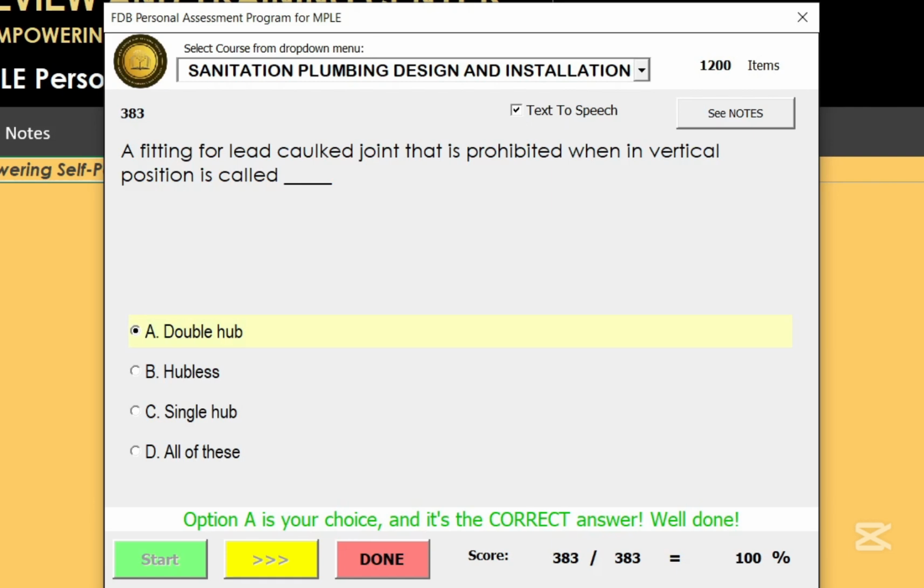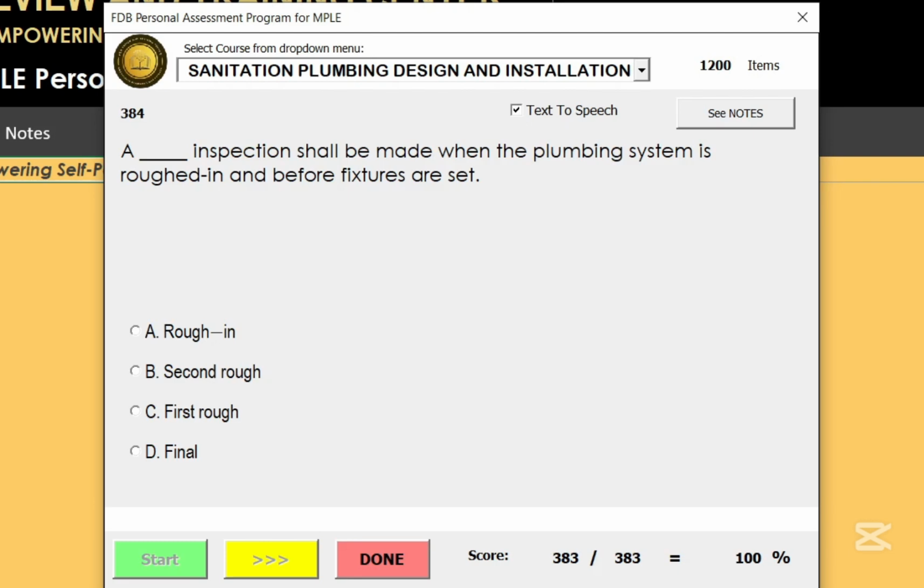Option A is your choice, and it's the correct answer. Well done. A blank inspection shall be made when the plumbing system is roughed in and before fixtures are set. A. Rough in, B. Second rough, C. First rough, D. Final. Please pick your choice. Option D is your choice, and it's the correct answer. Well done.